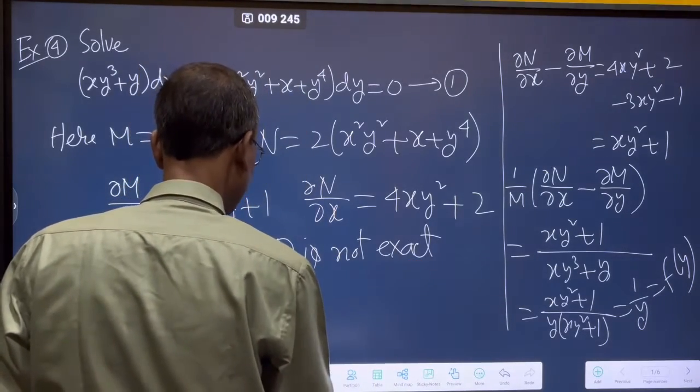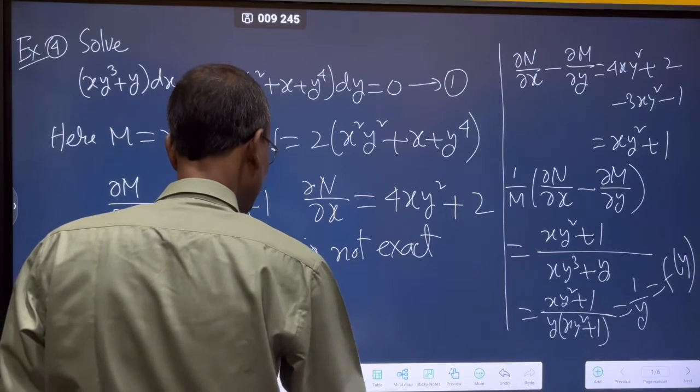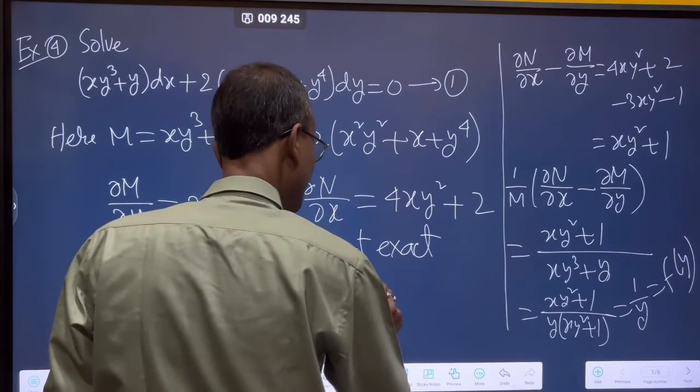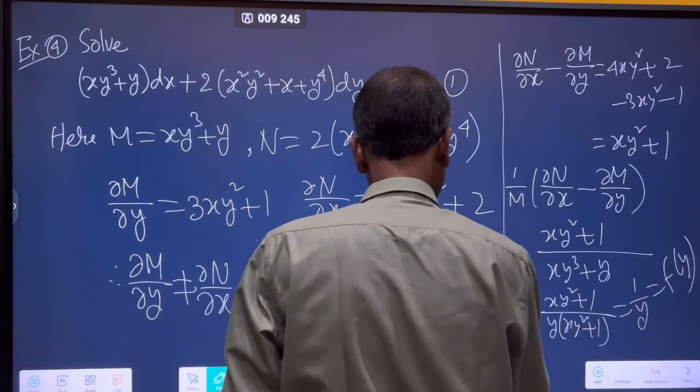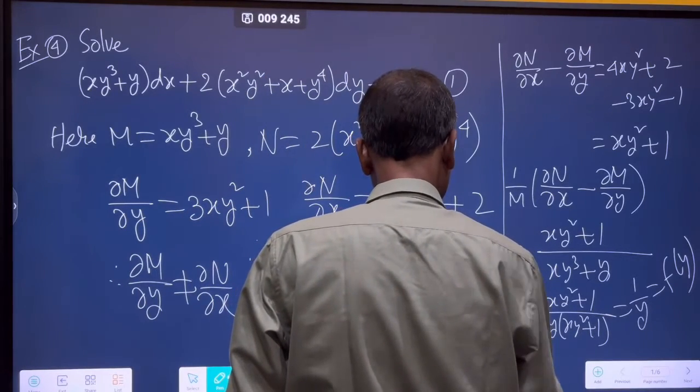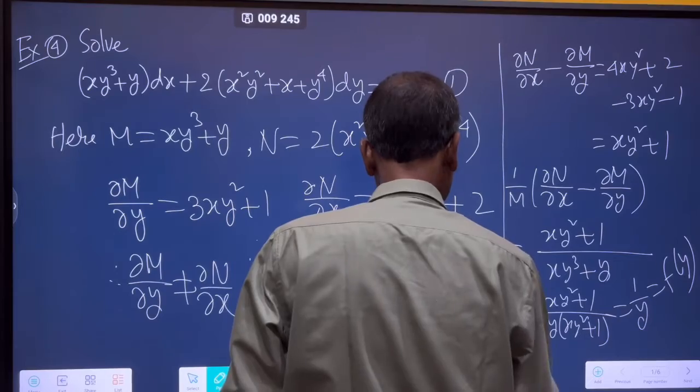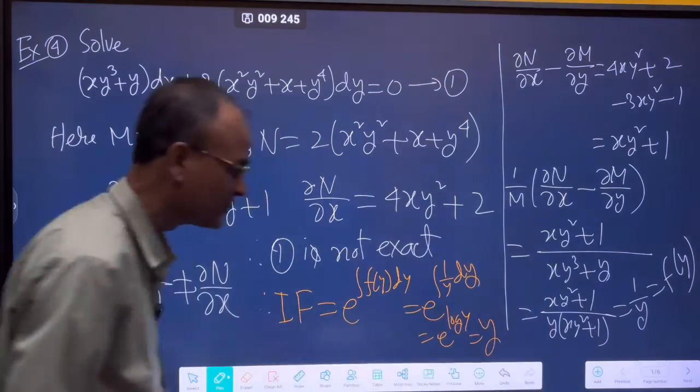Therefore, what is the integrating factor? e to the power integral f(y) dy, which is equal to e to the power integral 1 by y dy, which is equal to e to the power log y, equal to y. The integrating factor is y.